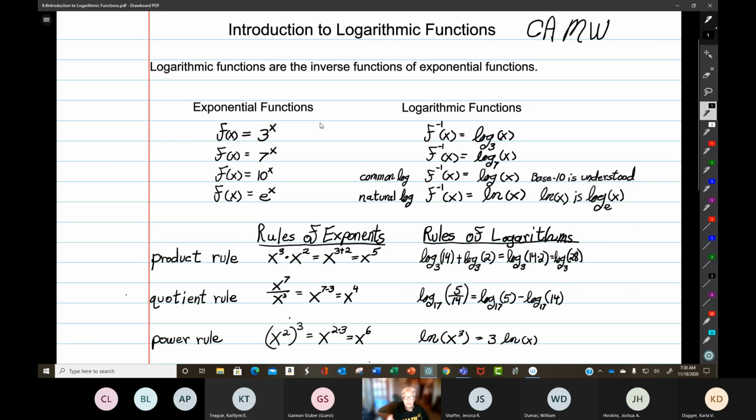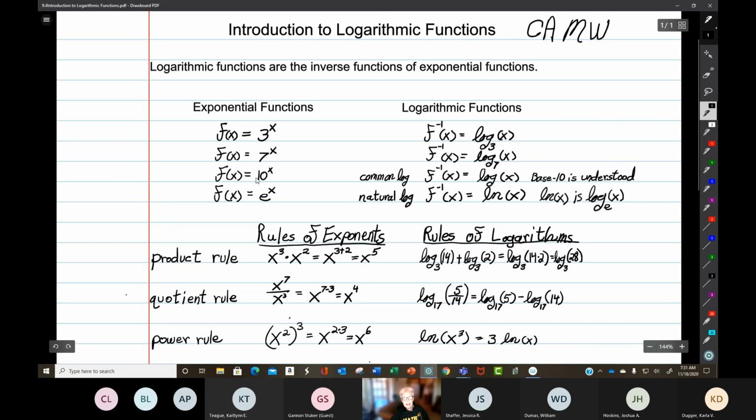So the first and most important form of relationship is this. Here are our exponential functions, and here are their inverses. If you have the function 3 to the x, then the inverse function is going to be log base 3 of x, and 3 is written down beside the g. For 7 to the x, the inverse is log base 7 of x.